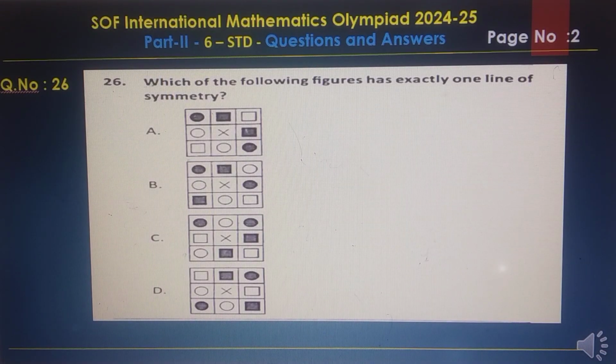This is question number 26. Already in Part 1 we released the first 25 questions. This is Part 2, we will discuss one by one. Question number 26. Which of the following figures has exactly one line of symmetry? Here options A, B, C, D are there.